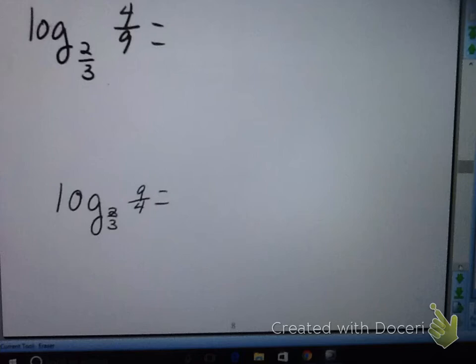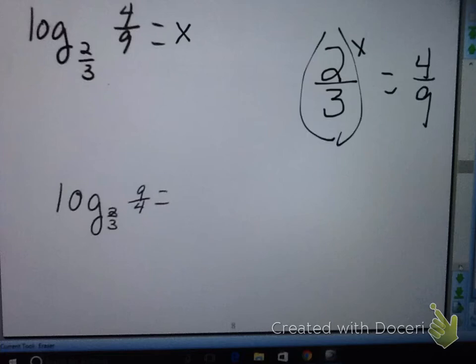Log base 2/3 of 4/9 is what? So if you want to replace it, put an x there, and then go to this side and put it in exponential form. That's 2 over 3 to the x power is equal to 4/9. So if I squared 2/3, I'd get 4/9. So my answer is 2.